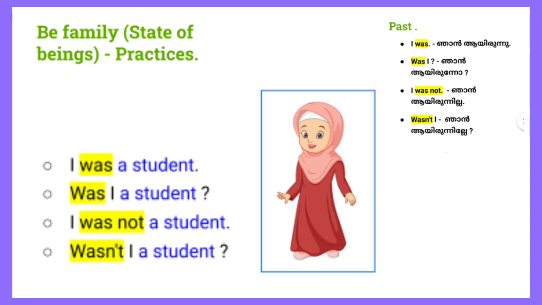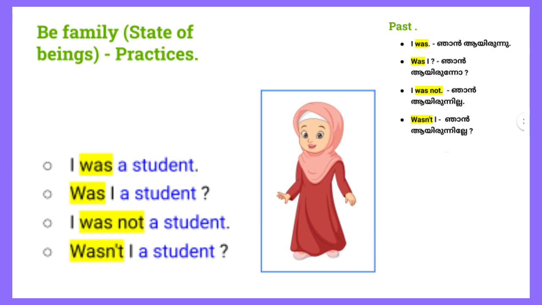So we also should be able to use other pronouns. For example, he was, she was, okay, I was, like that. Here, I was a student, that's a normal sentence. Was I a student? That's a question form. Then I was not a student, that's a negative form. And wasn't I a student? That's the negative question form. Okay. That's all. I hope you understood.